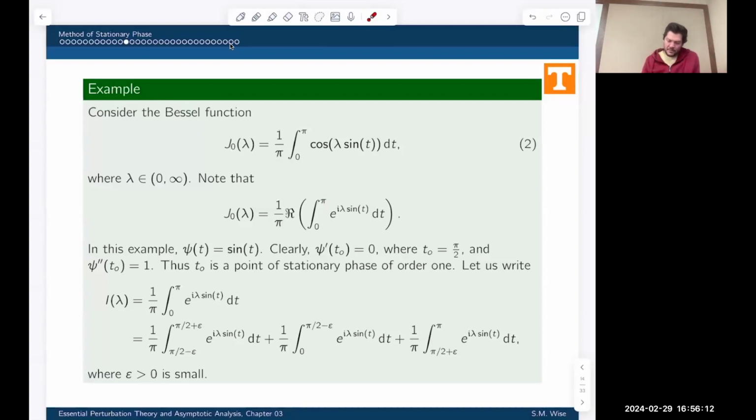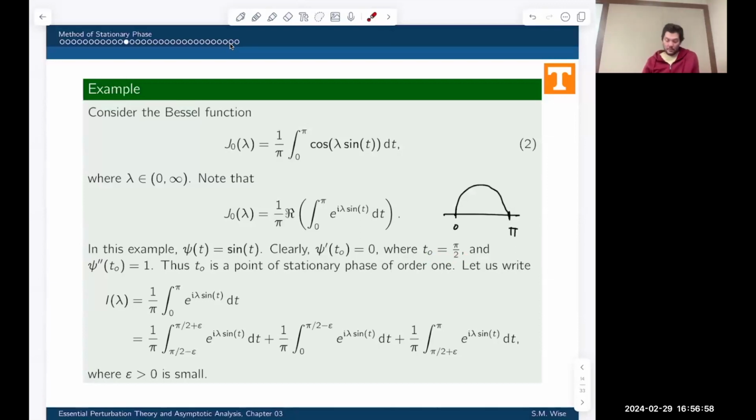So in this case, psi of t is just sine of t, which of course, from 0 to pi looks like this, right? More or less. It looks more like a half circle than the sine function, but you get the idea. So it looks like we have a point of stationary phase right in the middle at t naught equals pi over 2. The derivative is 0, and the second derivative is negative, right? It's frowny face. So our alpha is negative in this case. So t naught is a point of stationary phase of order 1. No problem there, where t naught is equal to pi over 2.